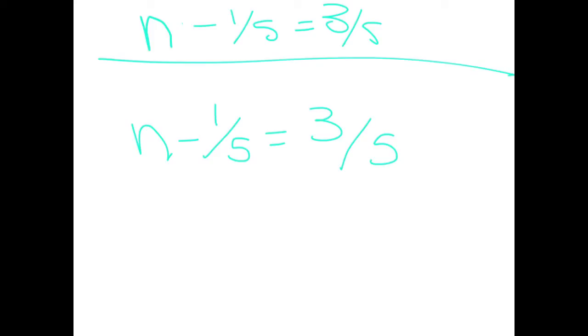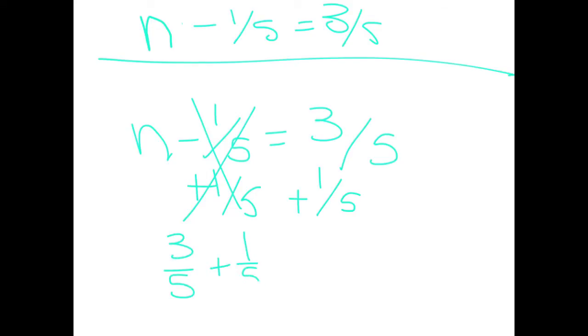To find n, we need to add 1/5 on both sides of the equal sign. Since this cancels out, all we need to do is add 3/5 and 1/5. And that is equal to 4/5, and that can't be reduced, so that is our answer.